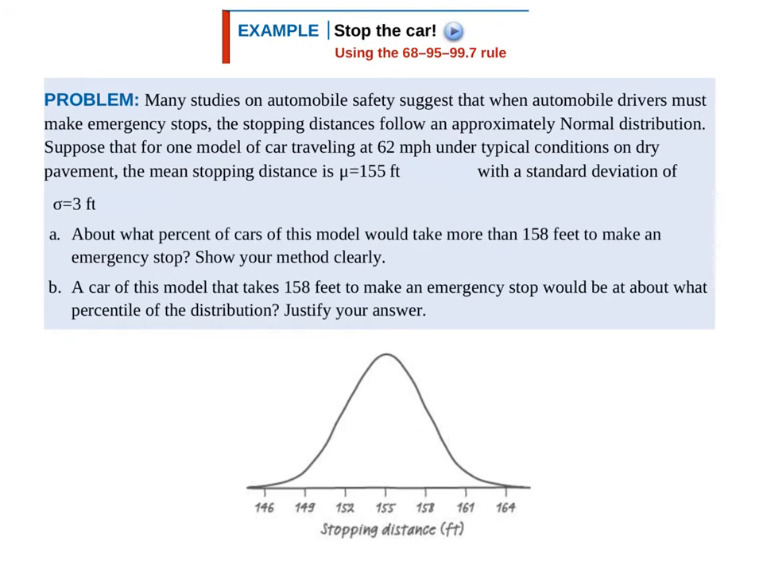So let's take that example we've been working with, the stop the car one, where you're driving 62 miles an hour under typical conditions. I drew that hideous purple bell curve. Don't worry, we'll use this one. Let's find 2 things. Let's find about what percent of cars of this model would take more than 158 feet to make an emergency stop. And let's say a car of this model takes 158 feet to make an emergency stop, would be at about what percentile of the distribution? So let's do 2 things with this curve, finding out about 158 feet.